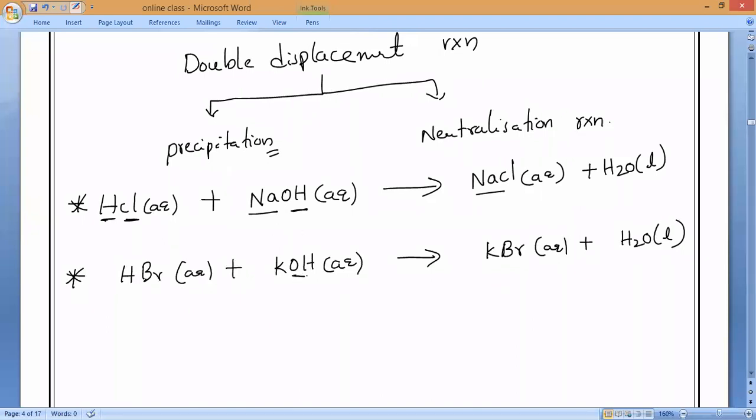Here also ions only exchanging. Have you noticed it, Pradosh? Ions only exchanging. Have you seen? OH and H only exchanging. Clear?